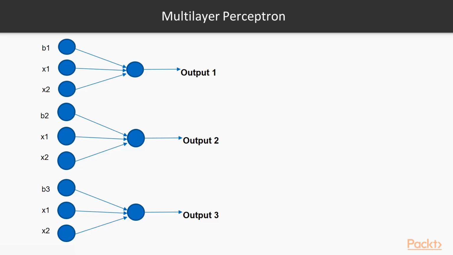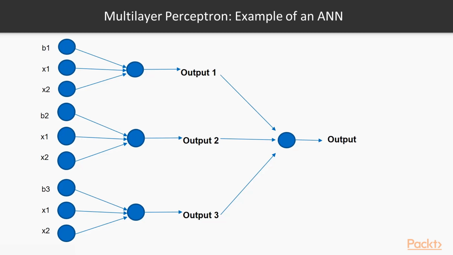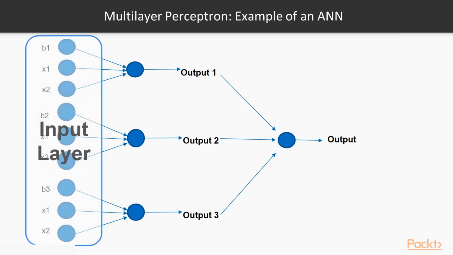So what we can do now that we have 3 outputs, we can combine these 3 outputs, or we can view these outputs as inputs for another perceptron. And as you can see, we can take the outputs from these perceptrons, and feed them as inputs to another perceptron, and this perceptron will give us the output. Okay. So this is the intuition on how to build neural networks or multi-layer perceptrons, and this is an example of an artificial neural network.